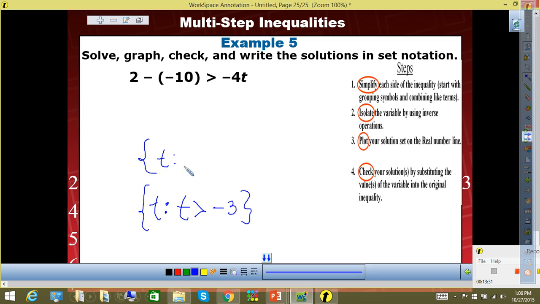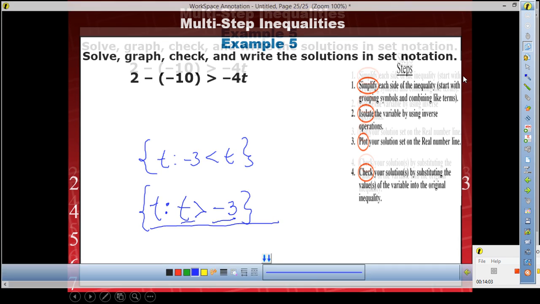Who wrote it like this? T such that negative 3 is less than T. You guys see that it's the same thing? Okay. That's fine. For right now, I'll take either or. It's supposed to be like this. Remember when we started inequalities that I wanted you guys to write the dividing point on the right side and the variable on the left. Is that correct?